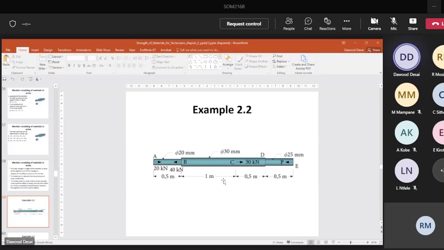Now the question wants you to know what is the total change in length. So you know the rule. The total change in length for this type of series setup is the individual change in length of each member, AB, BC, and so forth. How do you calculate the change in length of each individual member? It is calculated by the equation change in length equal to stress times length upon E. Your textbook may use slightly different notation.